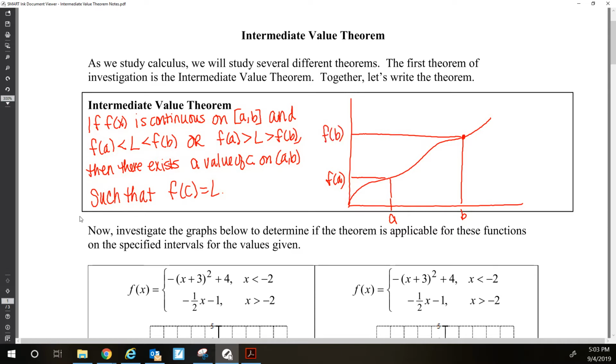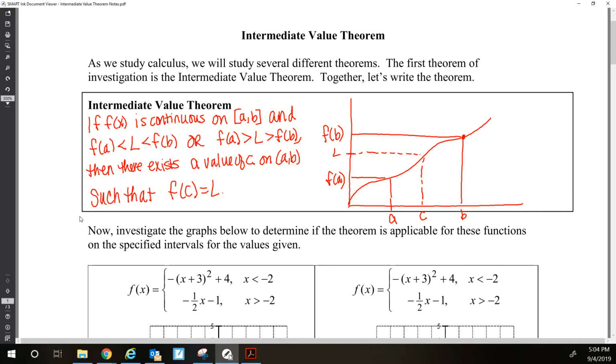And all this says is if it's continuous, which means I can draw it without picking up my pen on AB, so if it's continuous between here and here, and we can find some L that's in between f of A and f of B, then the C value has to exist. So the value when x is C has to be equal to L. If I pick a point between the two x's, there's got to be a corresponding y value between the two y values, right? And that's only true if it's continuous, because if it's discontinuous, all bets are off.